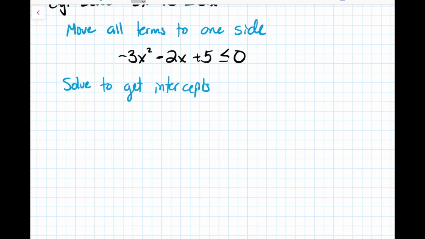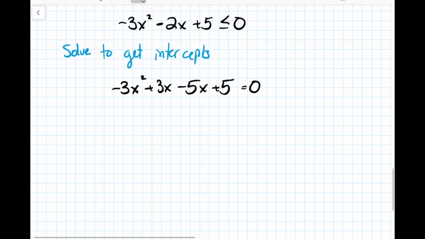We want two things that multiply to -15 and add to -2. That's going to be -5 and +3. So we're going to get -3x² + 3x - 5x + 5 = 0, right? Not less than 0, because we're trying to solve for intercepts right now. And then we go through the whole factoring bit.